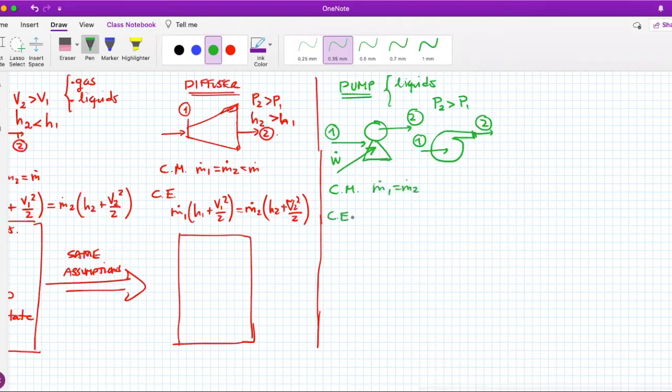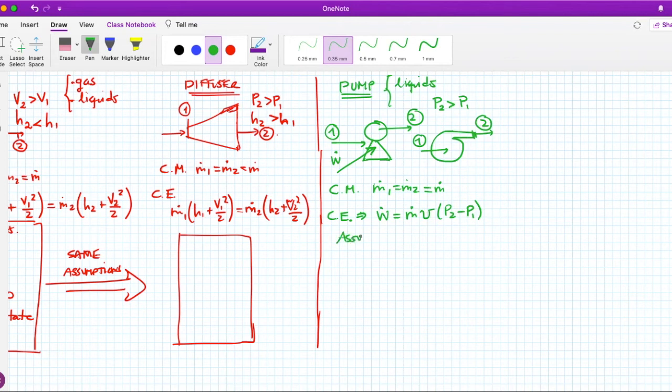Conservation of energy will give me the work equals m dot, which is m1 or m2, whichever you want, multiplied by the specific volume times the difference of pressure between the discharge and the suction. Okay, those are the names for 2 and 1. Okay, good.